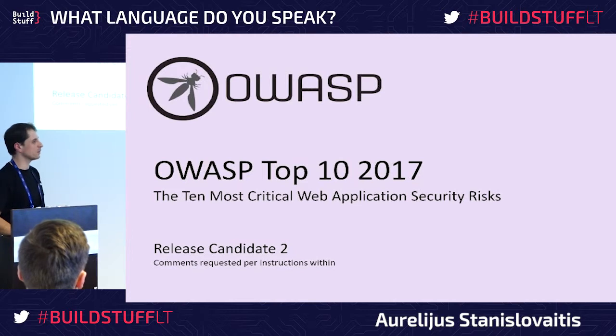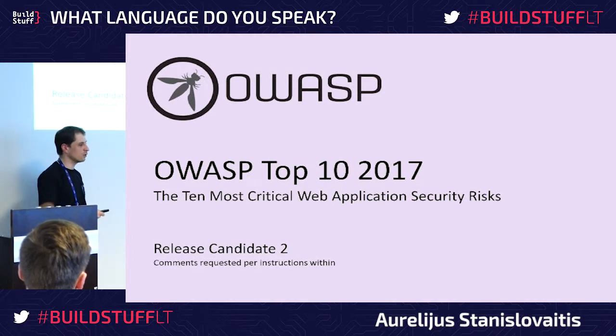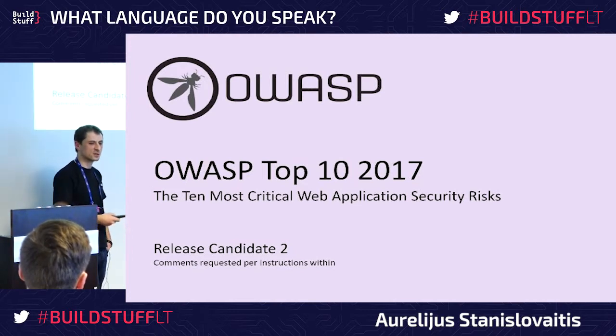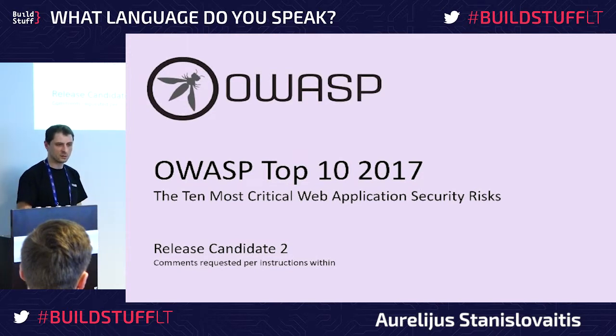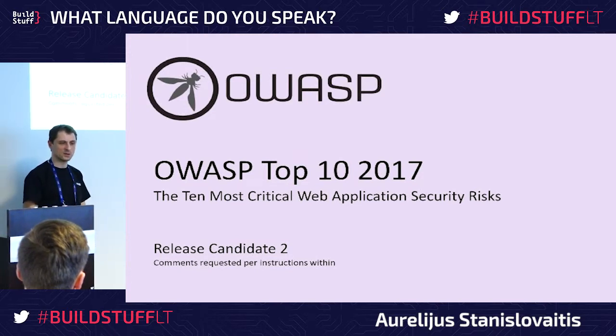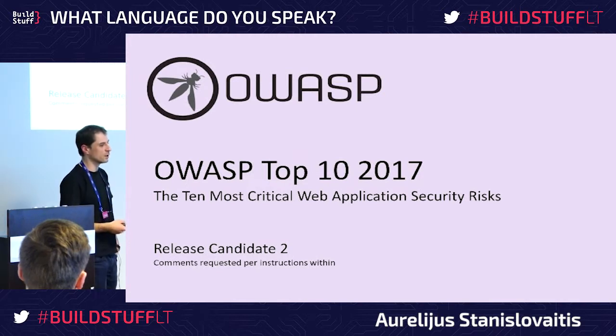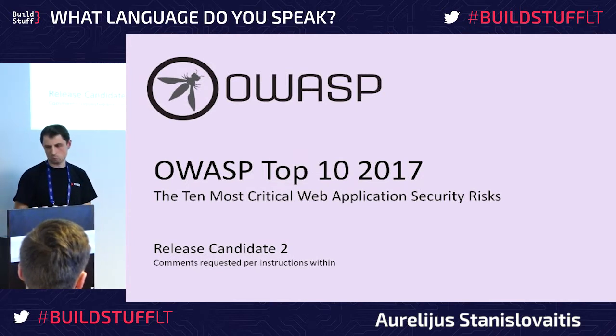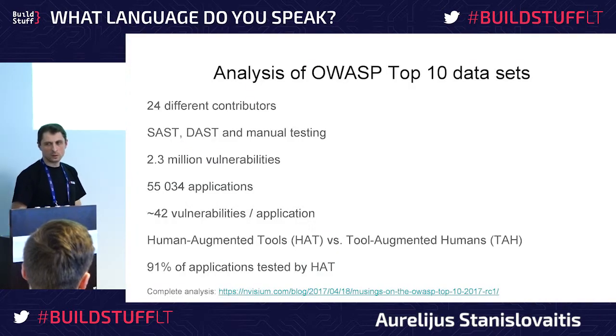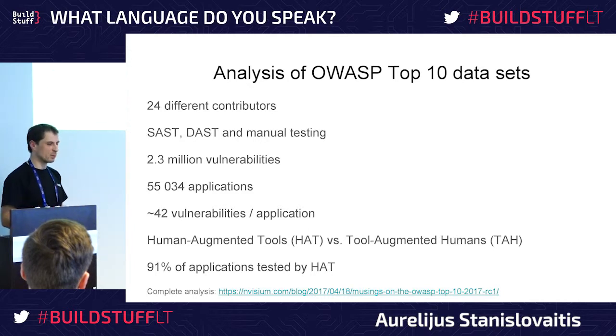So OWASP Top 10. OWASP Top 10 2017 is about to be released, because release candidate 2 was released a couple of months ago, and 3 days ago they released a golden something version. But the final version will be released November 20th. So this is a rating of web application risks.